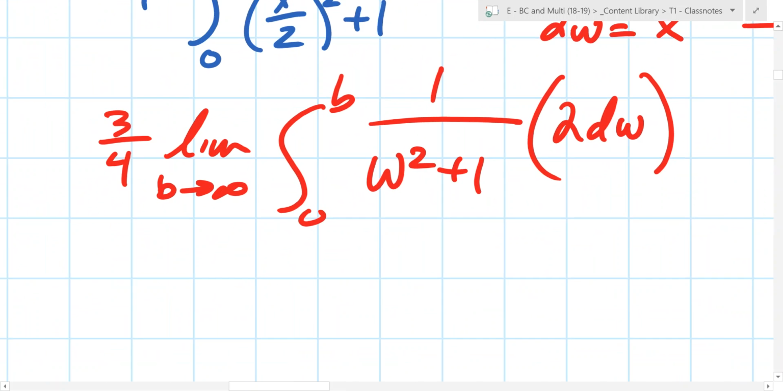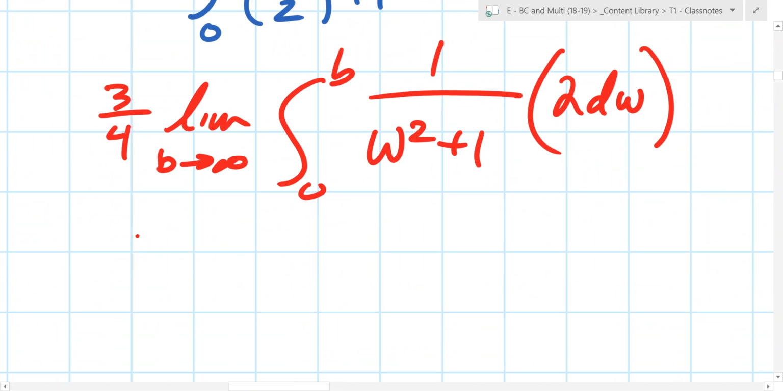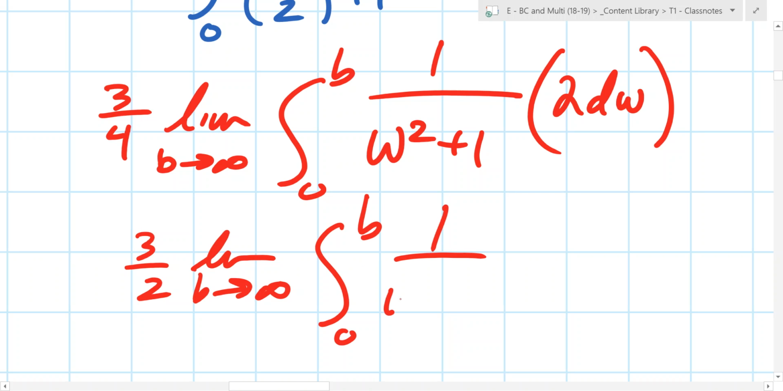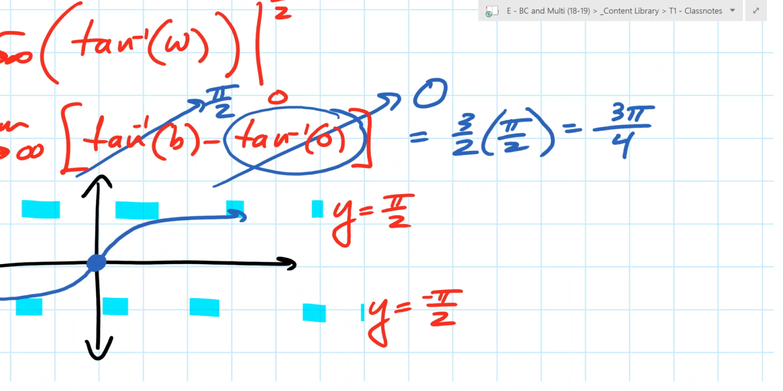We're okay. So we pull that 2 out, and you end up with 3 over 2, the limit as b goes to infinity, 0 to b of 1 over w squared plus 1 dw. I'm going to stop right here. In my opinion, when it comes to memorizing the derivatives of inverse trig functions, they're all really similar, right? It's really hard to memorize things that are all really similar. They have square roots and stuff. You have to memorize them, because here's the thing.